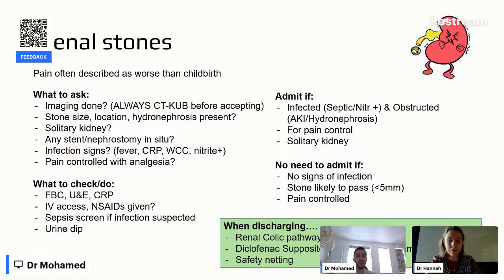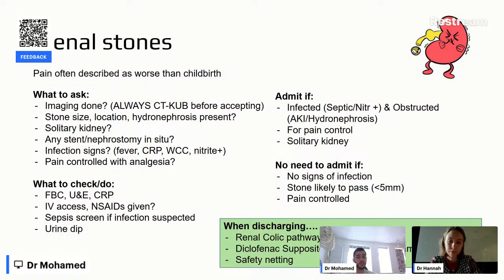Make sure, if it's a small stone and you're happy that their pain is controlled and you think that their stone will pass, that you give them the appropriate pain relief to make sure that their pain is controlled within the community, and also tamsulosin to help aid that stone passing from the ureter.